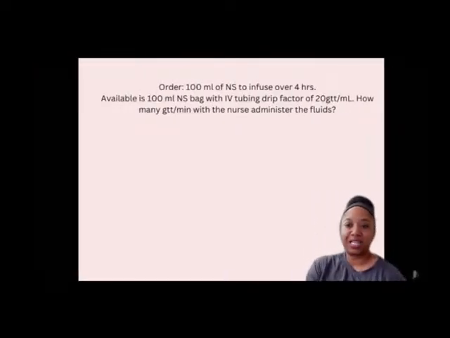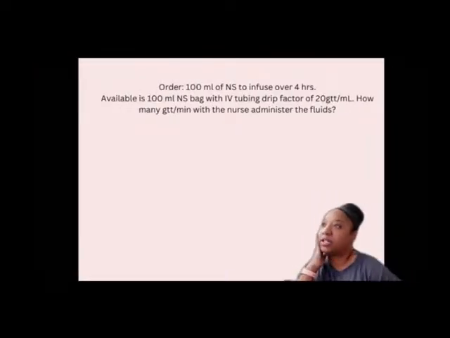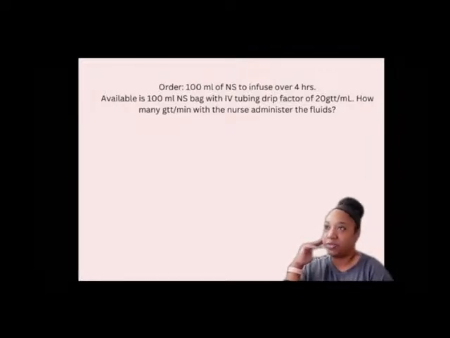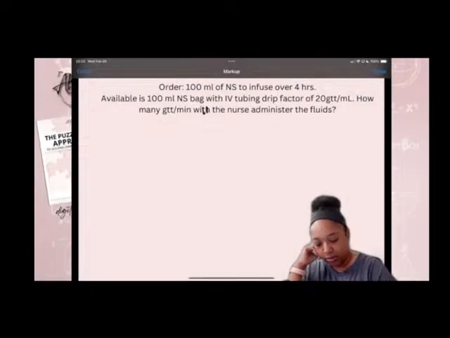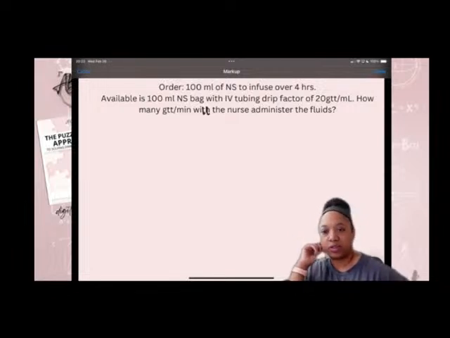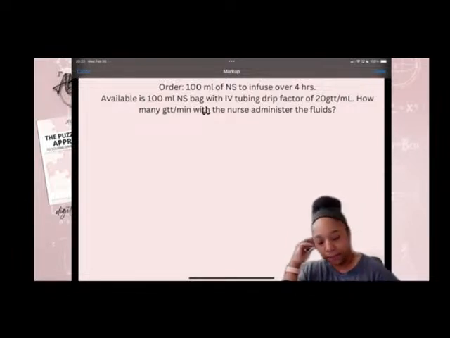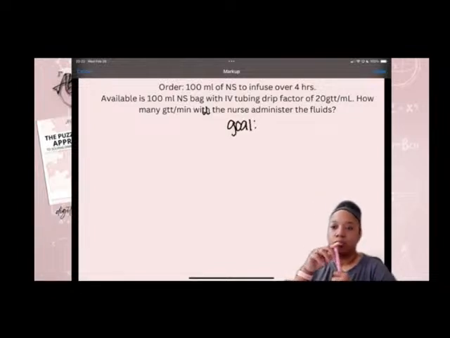Let's get into it. Order: 100 milliliters of normal saline to infuse over 4 hours. Available is a 100 milliliter bag of normal saline with IV tubing, drip factor of 20 drops per milliliter. How many drops per minute will the nurse administer the fluids? Okay, boom. So, what is our goal here? What are we looking for? What is the goal?